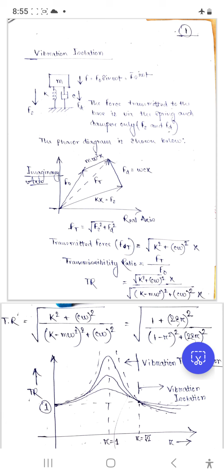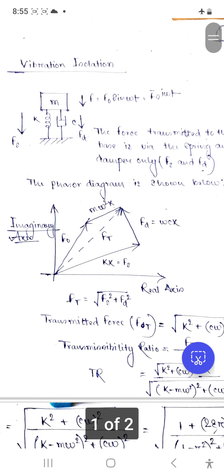This is basically the vibration transmission and isolation. Though I have written vibration isolation, the same expression is there for transmission also, and I shall gradually explain. Here you can see a spring mass damper system, excited by a forcing function F0 sine omega t, or I can write it as F bar e to the power i omega t, either in the harmonic form or in the exponential form. We can express both, as they have the same meaning.